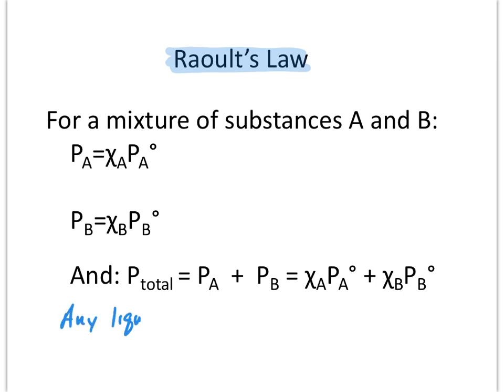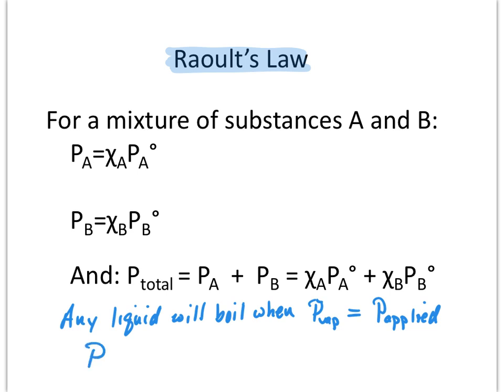And so one of the things we have to remember is, any liquid will boil when the vapor pressure of that liquid is equal to the pressure applied on that liquid, which is usually atmospheric pressure. Okay? So for a mixture, when P total equals the atmospheric pressure, the mixture will boil.